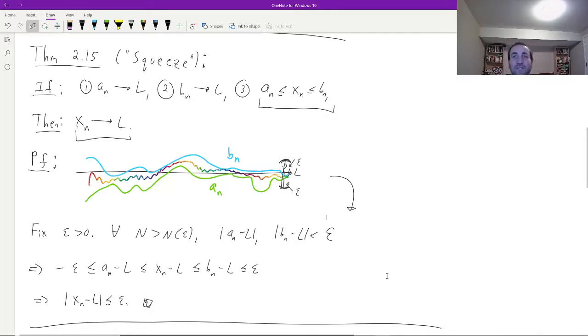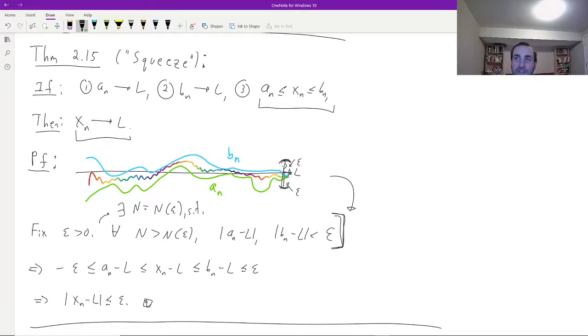Well, as always, we start off with all of these proofs, fix some epsilon bigger than 0. Then, since an converges to L and bn converges to L, there exists some n depending on epsilon, so that for all n bigger than n of epsilon, an minus L and bn minus L are both smaller than epsilon in absolute value. Okay. So that's the boilerplate, right? All of the proofs start this way.